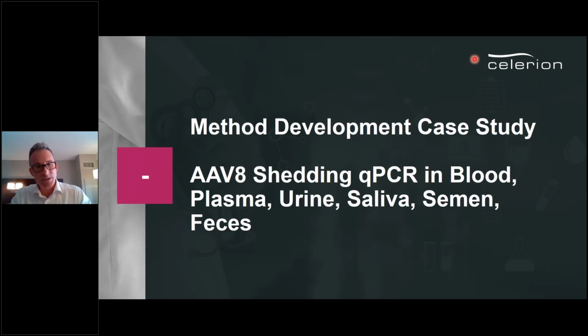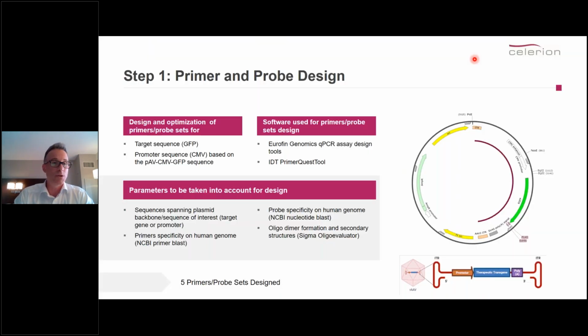So now that brings me to the next part of this presentation, which is to really show you a method development case study. We've chosen AAV8, and we developed a shedding assay on qPCR in blood, plasma, urine, saliva, semen, feces, as you would for any new study or viral study that you would get into your lab.